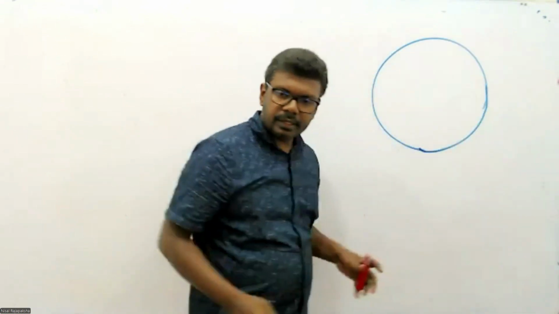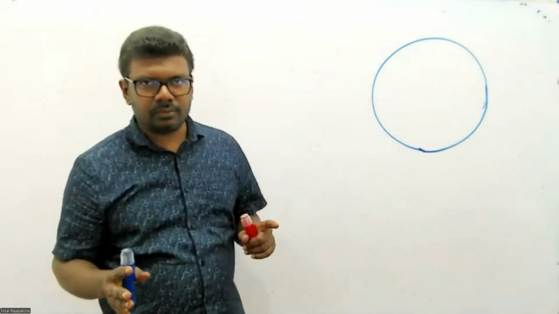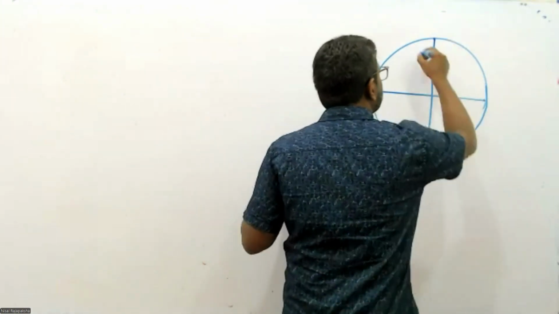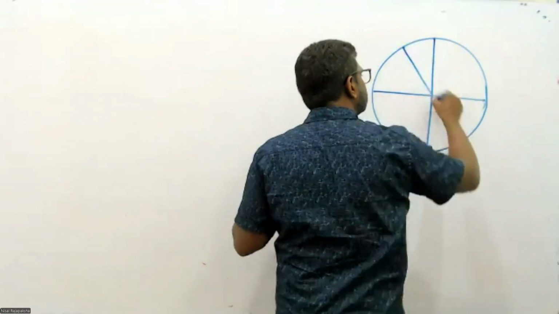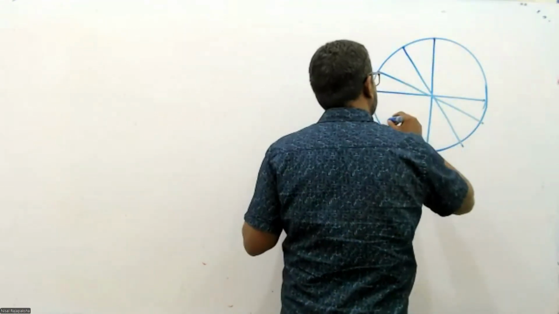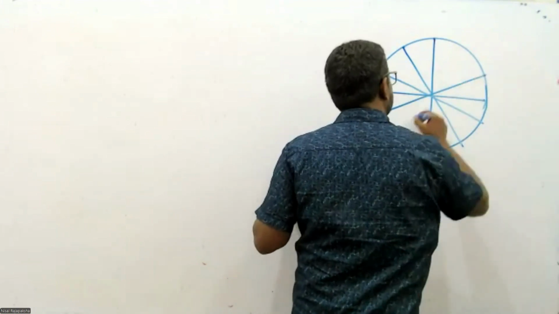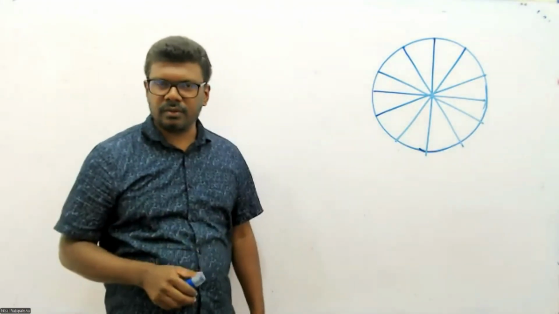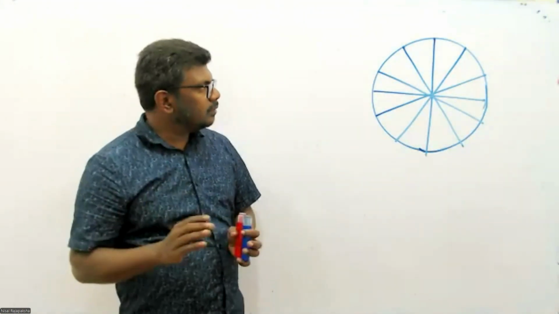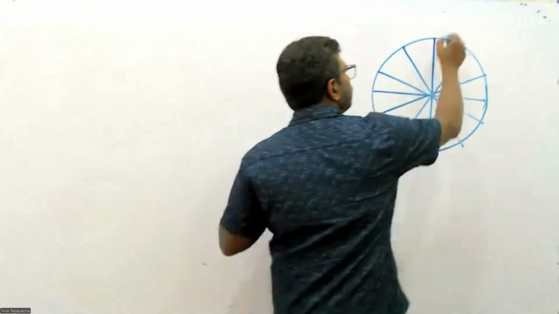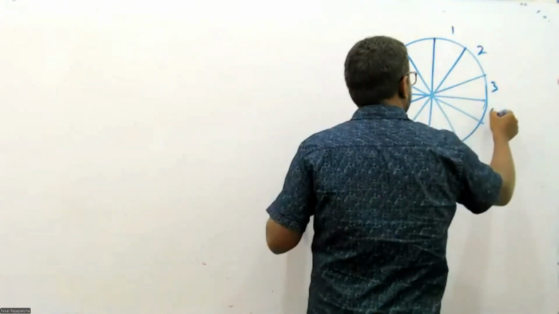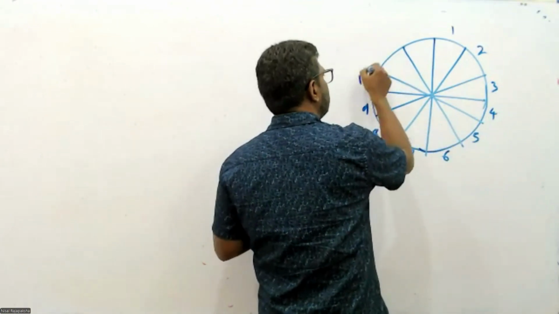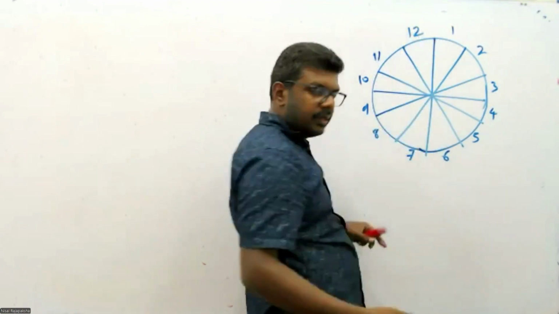So they took a carbon atom, and thereafter they divided this carbon atom into 12 parts. Very good. They divided the carbon atom into 12 parts. 1, 2, 3, 4, 5, 6, 7, 8, 9, 10, 11, 12.